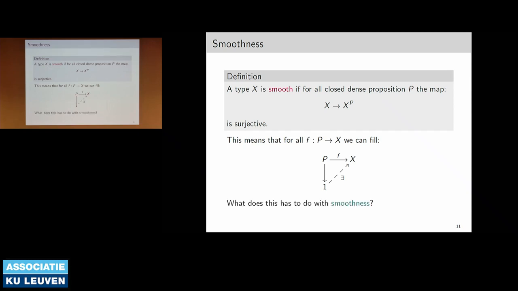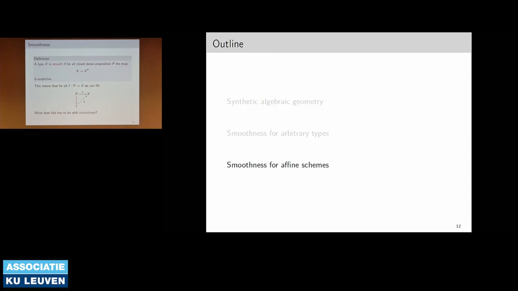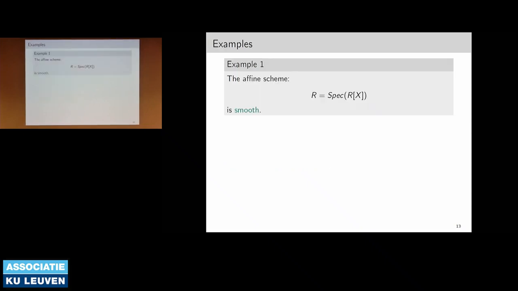Okay, but now a very natural question to ask is what does this have to do with smoothness in the sense of absence of singularity that I mentioned earlier? And that's what I want to explain. To explain this, I will only consider affine schemes, so specialize this general notion of smoothness to affine schemes.